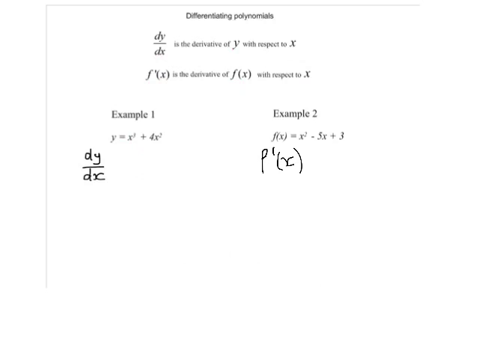So let's differentiate these two polynomials we've got here. When we're differentiating a polynomial, we just need to apply this process of differentiation to each term individually. So here, our x cubed would become 3x squared, and our 4x squared would become 8x. And now we've differentiated that function. And similarly, here we've got f of x equals x squared minus 5x plus 3. So f prime x would be 2x minus 5. When we differentiate the 3, it goes to 0. So f prime x in this case is just 2x minus 5.